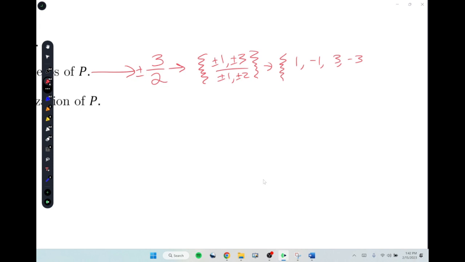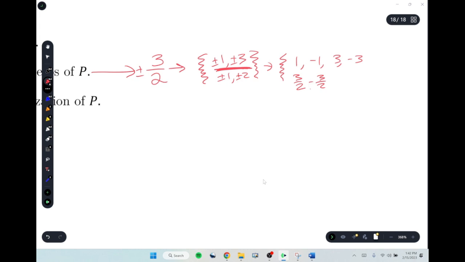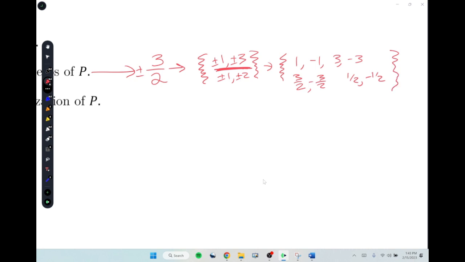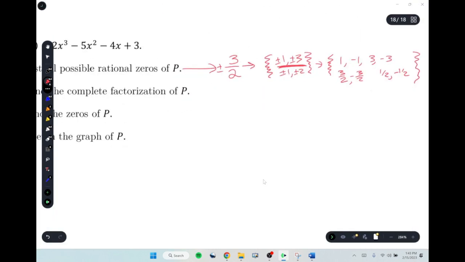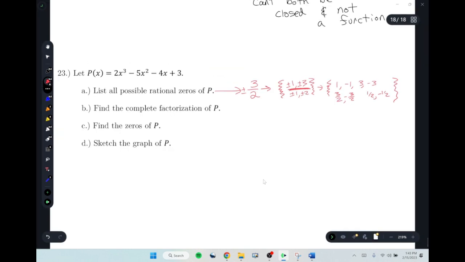There's a reason there's a division sign right there. Plus or minus 3 over 2. 3 over 2, -3 over 2. You can write plus or minus and get credit. That's fine. Just not the division sign. 1 over 2, -1 over 2. That's everything. I know you know what to try based on this. But if it asks you for all the possible rationals, that's all the possible rationals right there.